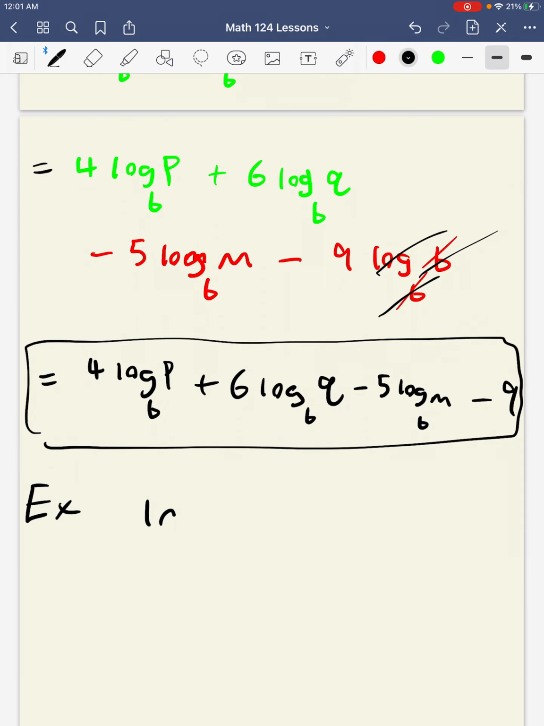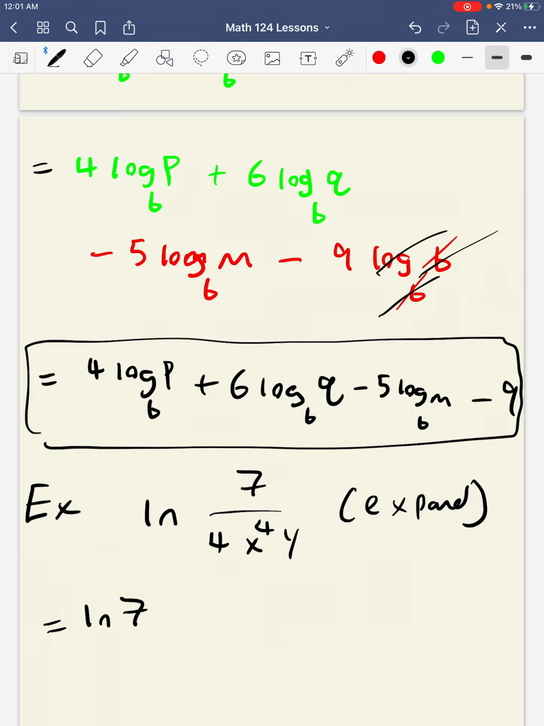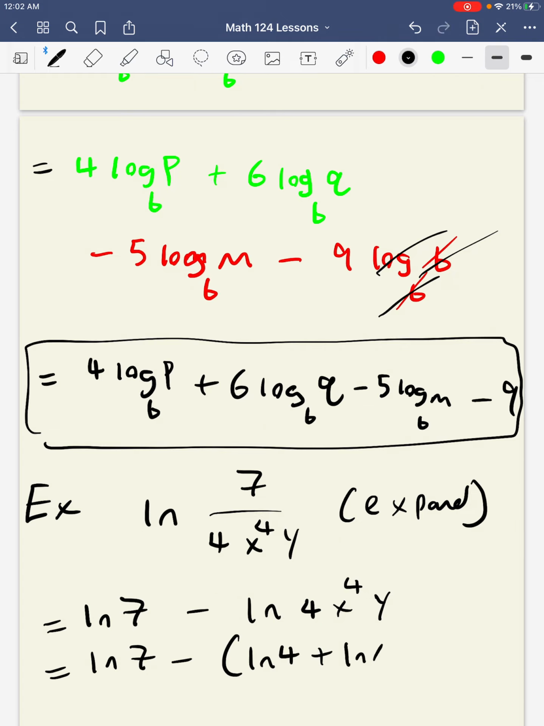Okay, let's look at a few more examples. Say we have natural log of 7 over 4x to the 4y. We want to expand this logarithm. Well, we could use the division rule. So log of the top minus log of the bottom. Okay, now we notice that the bottom is a product, so we will use the product rule. Log of the first thing plus log of the second thing plus log of the third thing.